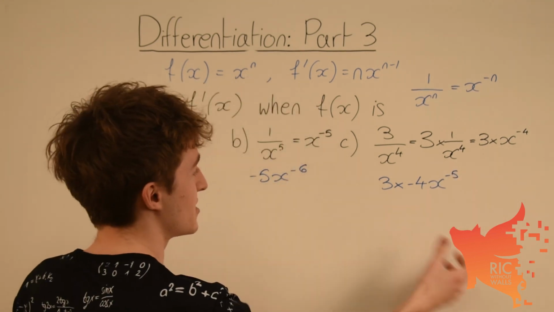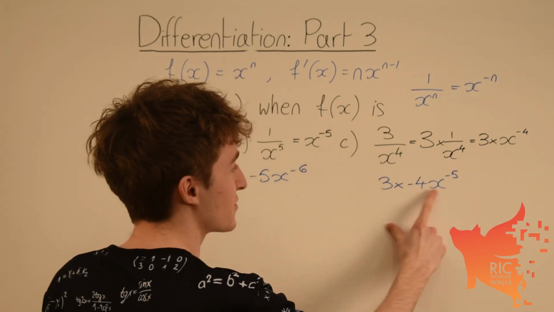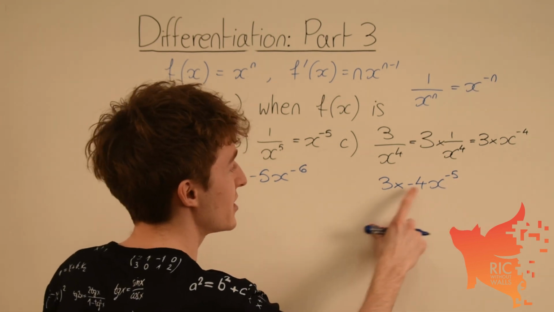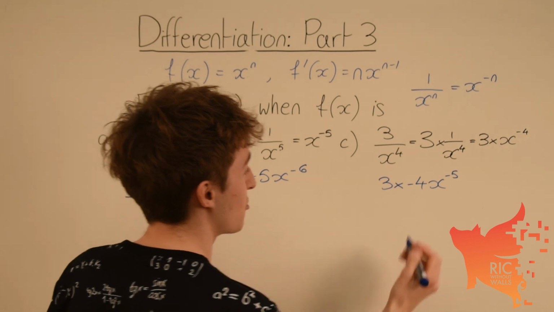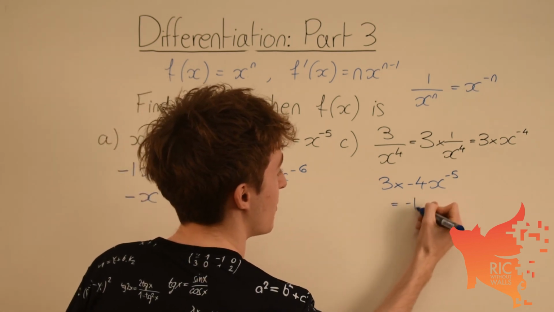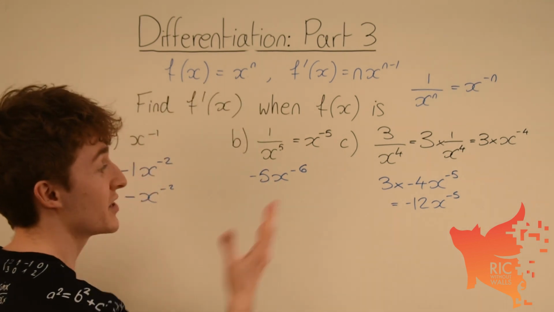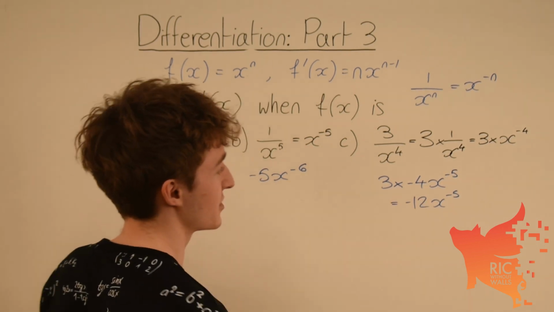Okay, we've now differentiated and we've got 3 times minus 4x to the minus 5, and we can simplify this a little bit by doing the 3 times minus 4 to give minus 12. So this is going to give us minus 12x to the minus 5. So this is f dash of x, this is the final answer.